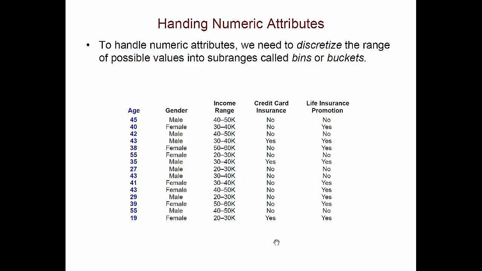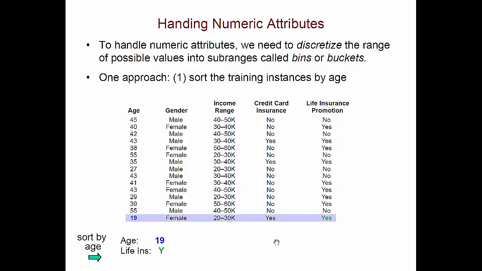And so we're going to need to discretize the range of possible ages into subranges that are sometimes called bins or buckets. There's different ways of discretizing. The simple approach we're going to take here is first to sort the training instances by age. And so down here I'm going to sort them from lowest age to highest. And with each age I'm going to include the class value.